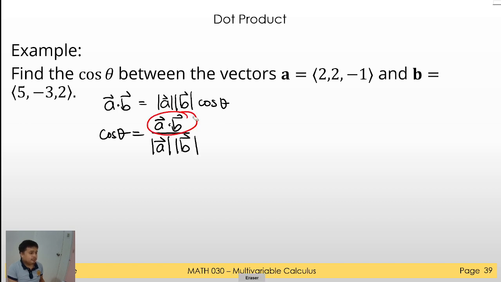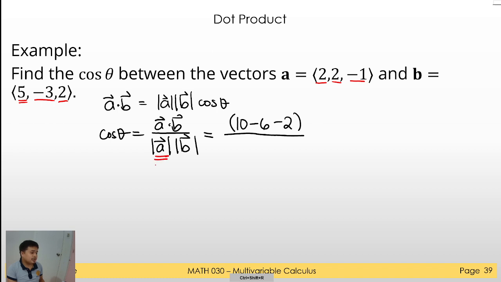So how do we find the dot product? It is fairly simple. We just do the entry-wise multiplication. So we have 5 times 2, that will be 10. We have negative 3 and 2, so plus negative 6, so minus 6. 2 and negative 1, so minus 2. So this is our numerator.